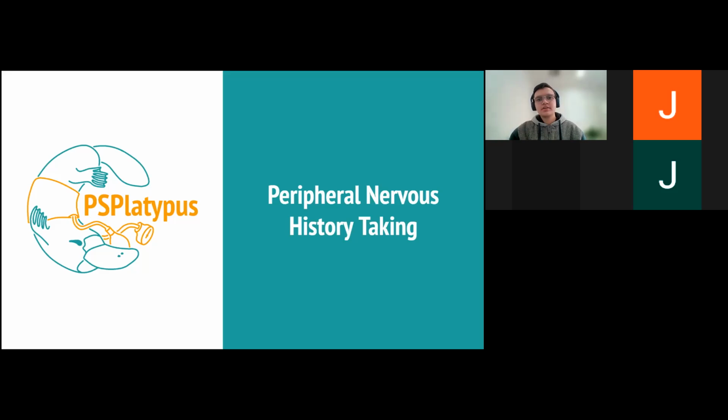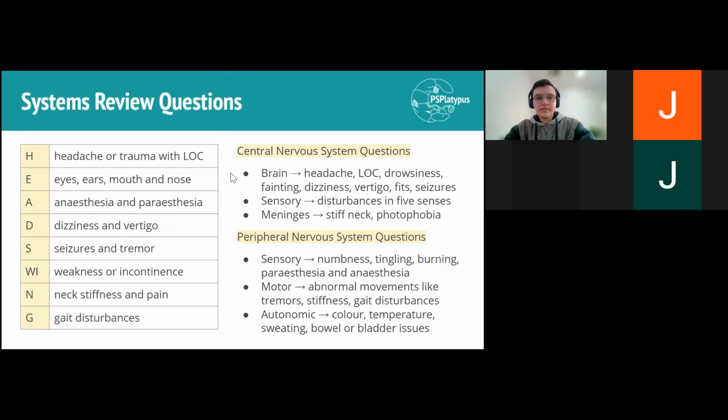Now, compared to your MSK sort of exams and histories, this is a little bit different. The reason is that with MSK, you do all these palpation, you do measurements, and then you'll do movements and things like that. With the neurological, it's a little bit different. I'm going to go into how those differences arise in just a sec. But first, a very brief section on history taking.